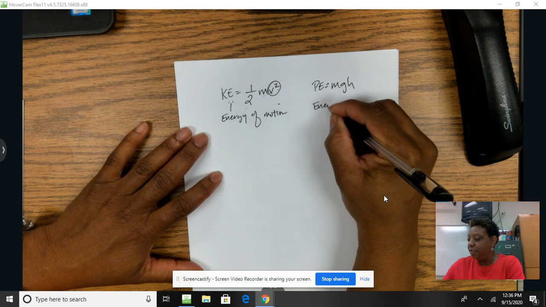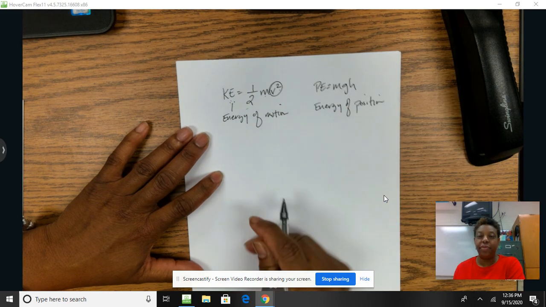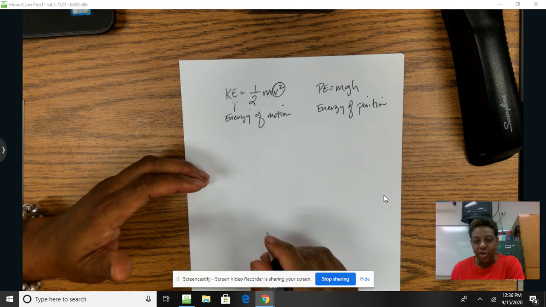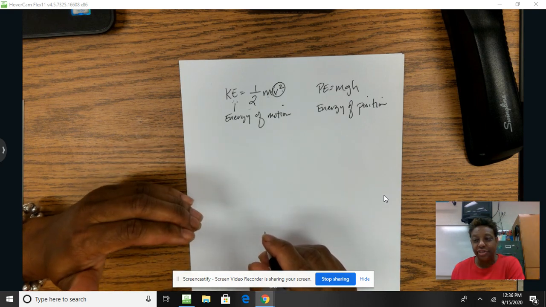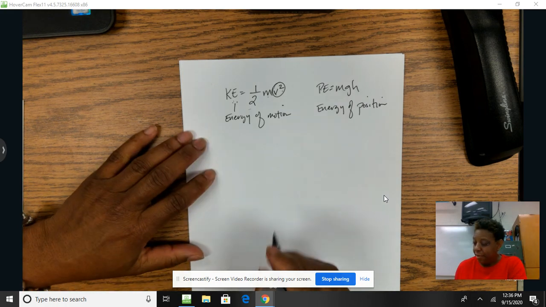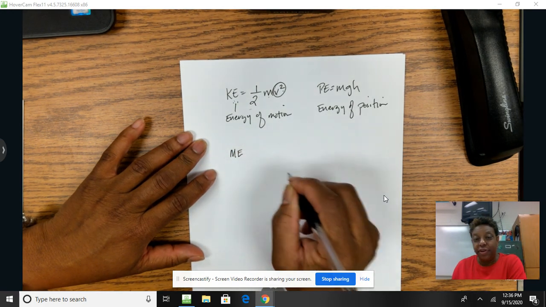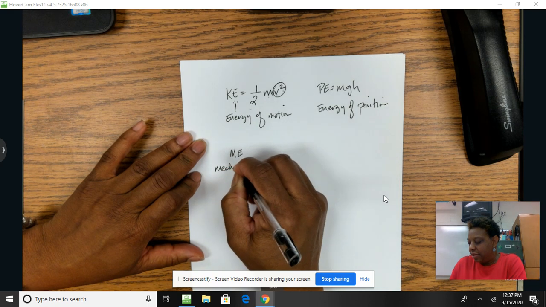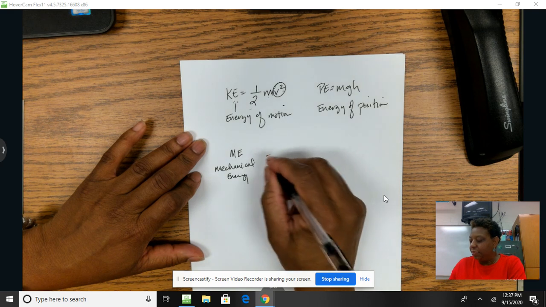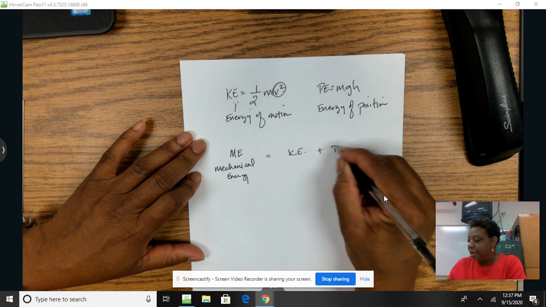energy of position, or stored energy. And I started this by speaking to you about mechanical energy, the energy that is due to position and the motion of an object. So now we want to relate those. So mechanical energy, which we'll refer to as ME, let me write that out, is equal to the sum of kinetic energy and potential energy.